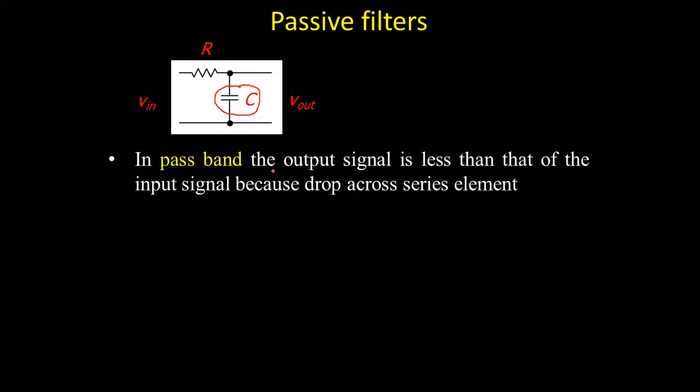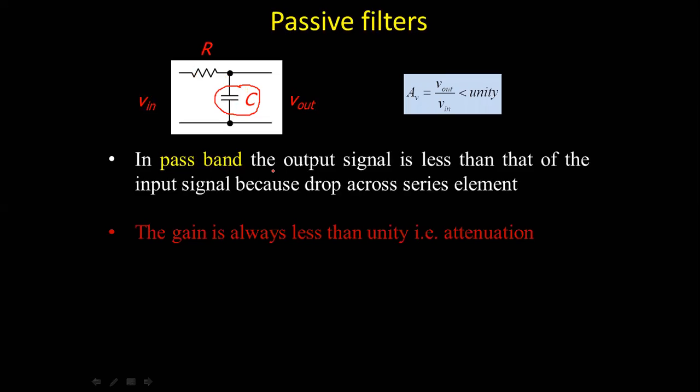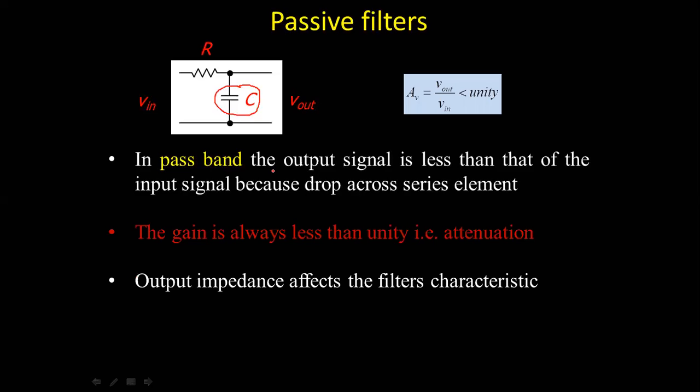So the gain is always less than unity, that is called attenuation. In the pass band, we never amplify the signal; the gain is always less than the input signal. Again, the output is across the capacitor, so the output impedance of this circuit depends on the reactance of the capacitor, and the reactance of the capacitance depends on the frequency. So as frequency varies, the output impedance of this circuit also varies.